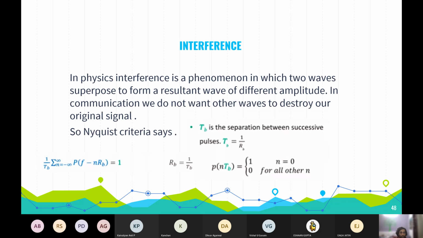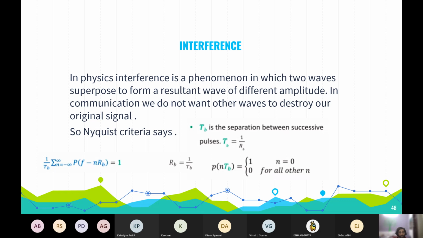The next thing is interference. Interference is the phenomenon where multiple signals superimpose to get a resultant signal of a different amplitude. It basically destroys the original signal. Below I have written the criteria for zero ISI.